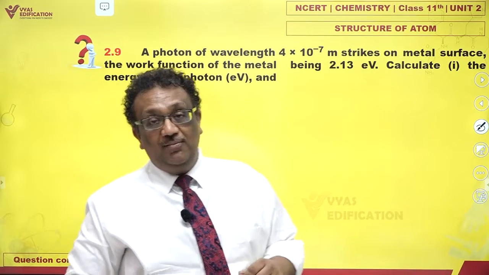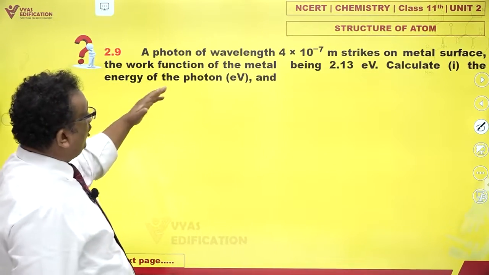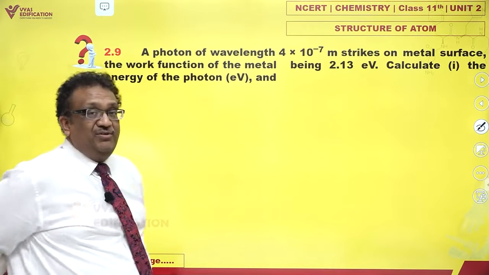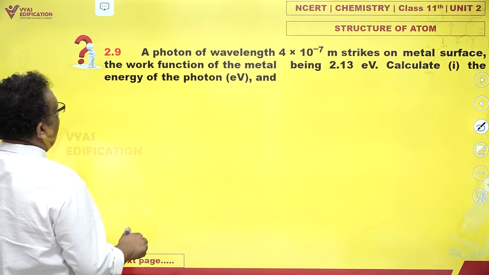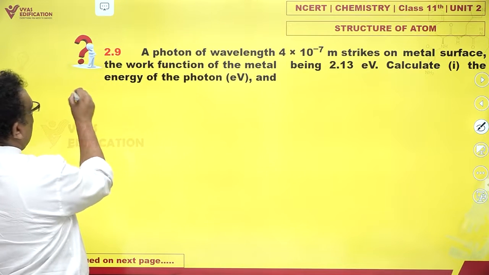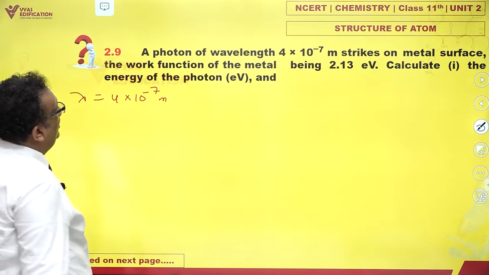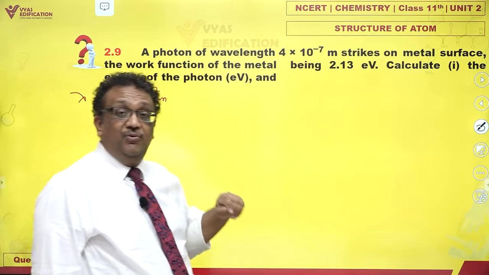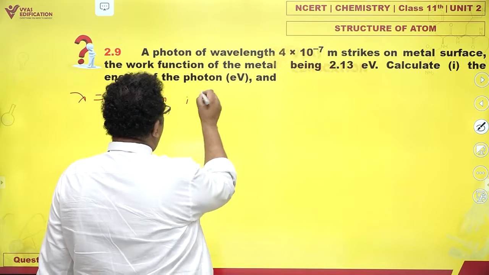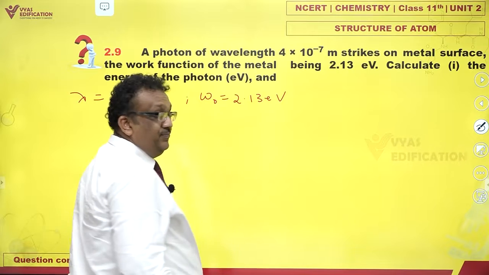Now this is a question about the photoelectric effect. It says a photon of wavelength 4 × 10⁻⁷ meter strikes a metal surface. Let me note down the data. Lambda is 4 × 10⁻⁷ meter, and the work function of the metal is 2.13 electron volts.